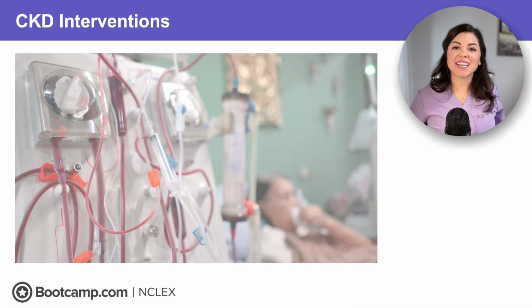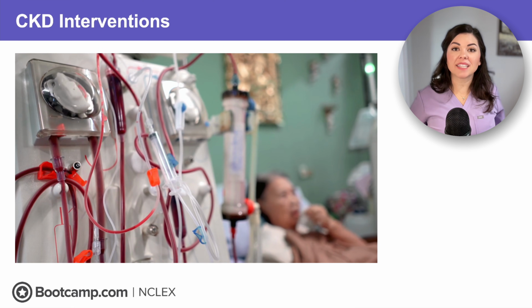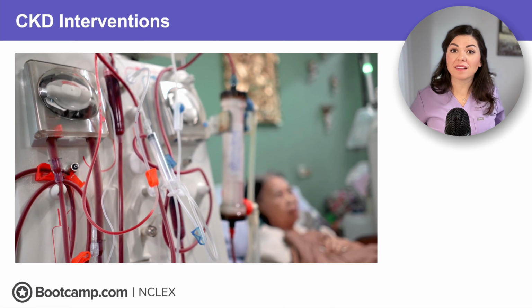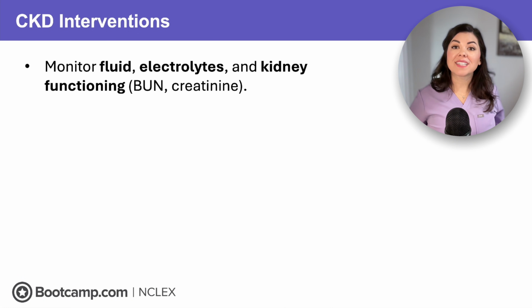Many CKD interventions mirror AKI because it is all about fluid and electrolyte balance. We must continue to monitor fluid balance, electrolytes, and kidney function. And do you remember the priority intervention if the client's potassium is high?